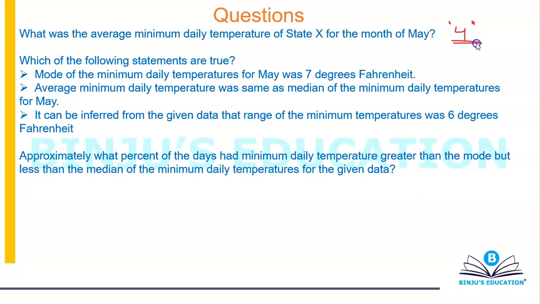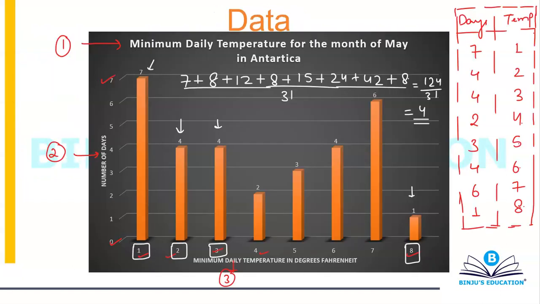Which of the following statements are true? Mode of the minimum daily temperature for May was 7 degrees Fahrenheit. Now, what is mode? We already discussed the basics. Mode is the observation, or observations, which occur most frequently.